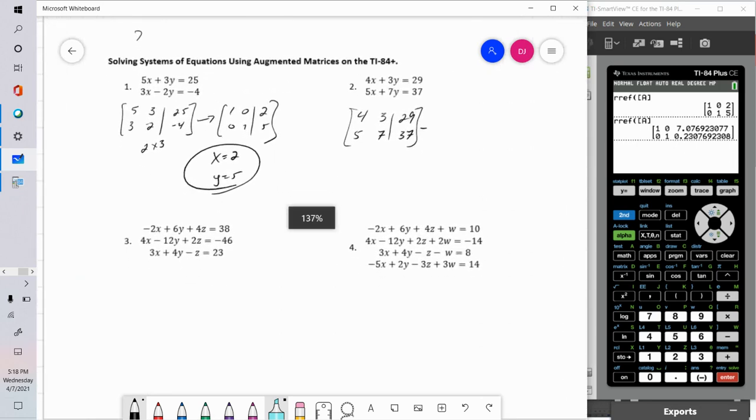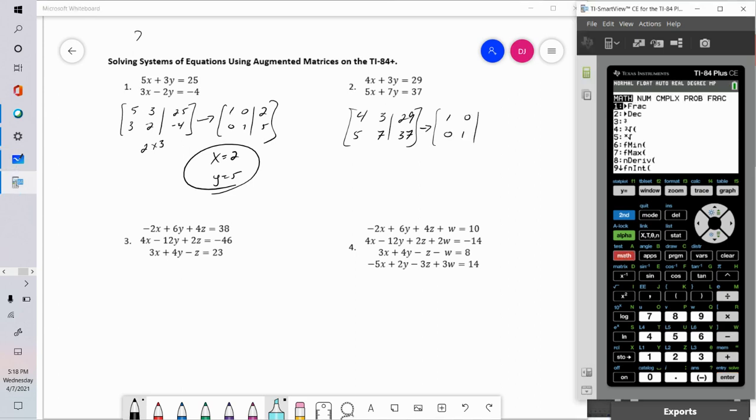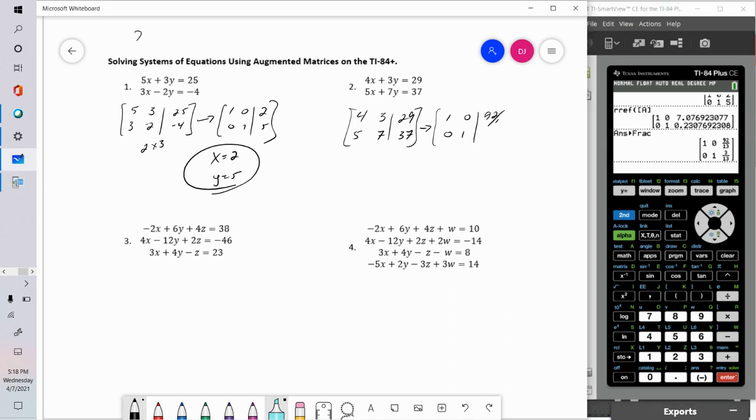I don't want fractions. I'm sorry, I don't want decimals. I really don't want decimals. Remember, with the calculator, you can press math and look at number 1, it says change to a fraction. Enter, enter, and the calculator will change your solutions from decimals to fractions.